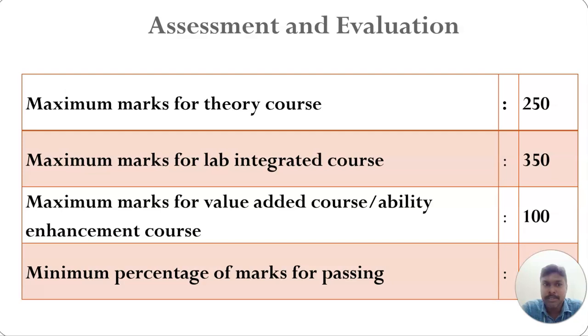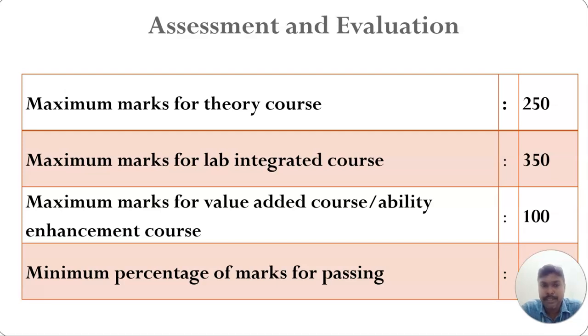Coming to the assessment and evaluation as part of this URR 24, the maximum marks for theory course is 250, and maximum marks for the lab integrated course 350. Because our PPSC course is the lab integrated course, you are going to be expecting 350 marks for that, and maximum marks for the value added course and ability enhancement course, and some other courses are also there in the semester, that is 100, and minimum percentage of the marks for passing 40%.